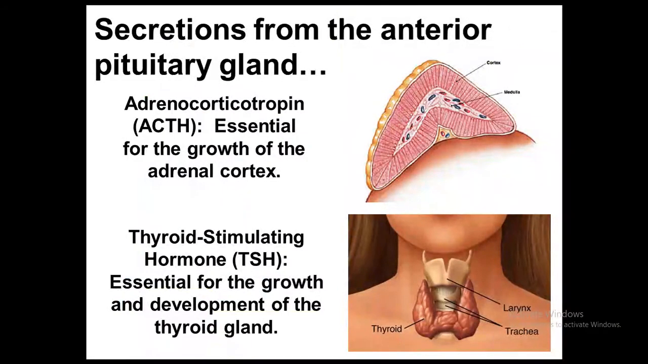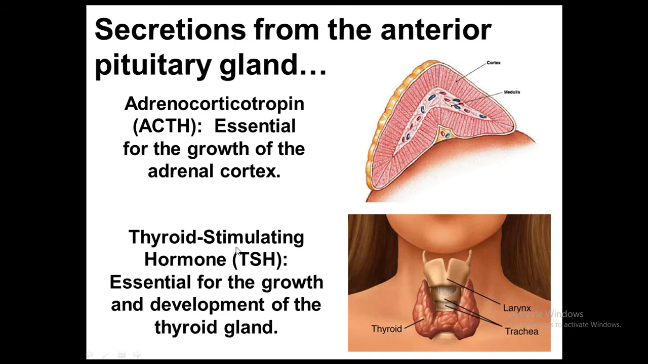Secretions from the anterior pituitary gland, I mean the front side of the pituitary gland, which is called anterior. Another hormone is called ACTH, adrenocorticotropic hormone, essential for the growth of the adrenal cortex. The adrenal cortex is a gland present on our kidney. This gland is also regulated by this hormone, and this hormone is secreted from the pituitary gland.